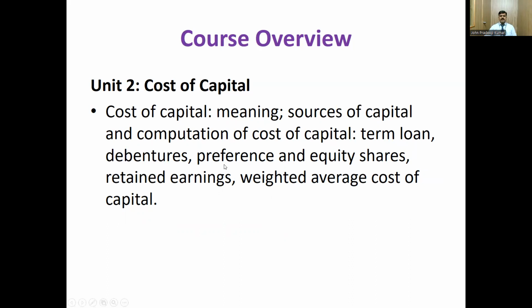Similarly, debenture, preference share, equity shares, and retained earnings, and also the weighted average cost of capital, we are going to calculate. So when, for example, the company is having say 3 or 4 sources of capital, we can calculate what is the weighted average cost of all these, including all the 4 sources of capital. That is what we're going to learn.